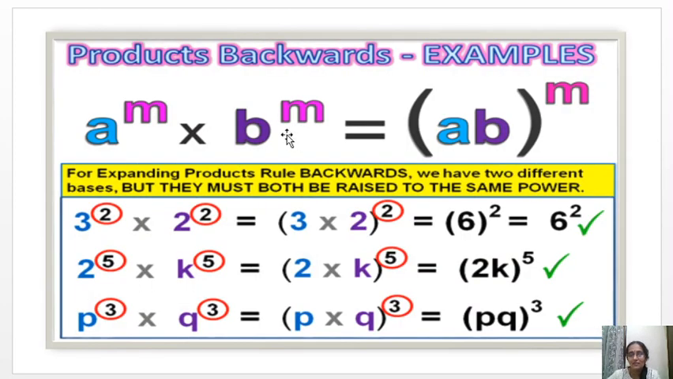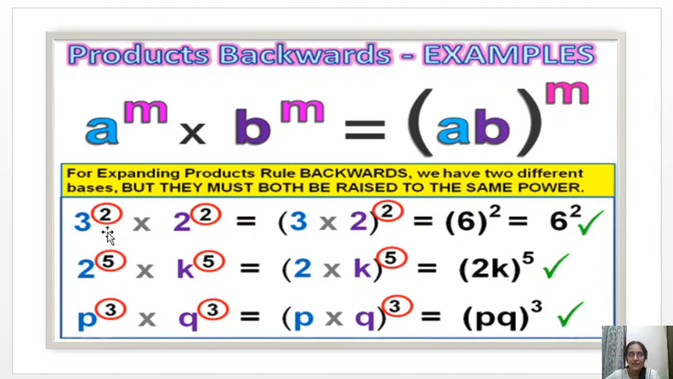Let us use the law backwards to solve the sums. For application sums you should know very well the backward of this law. A power m into b power m, you can see the pink or purple color, the power is the same but the bases are different. In such cases, you can write together ab inside the bracket whole to the power m. That means the power has to be raised to each base.